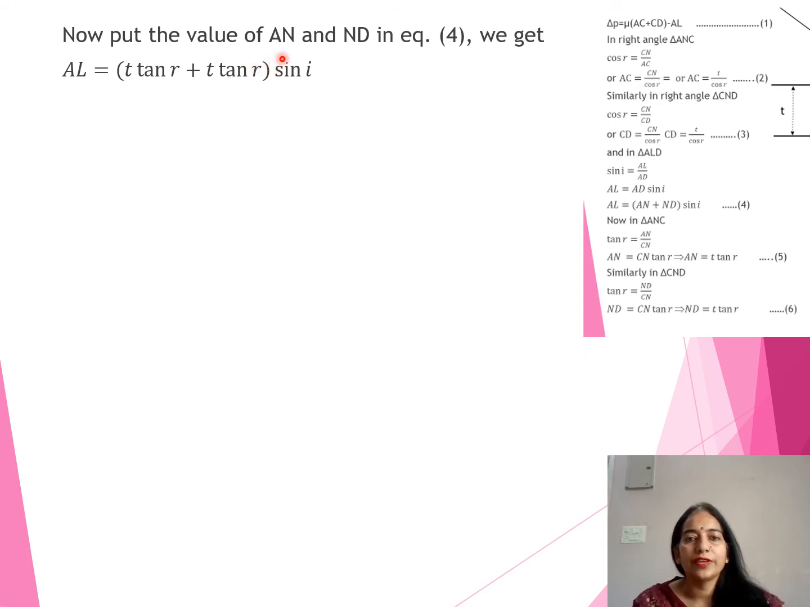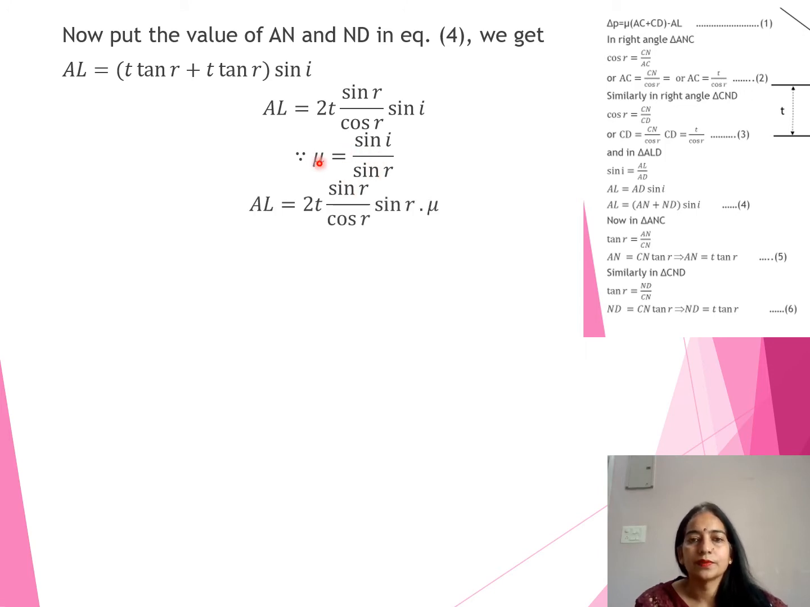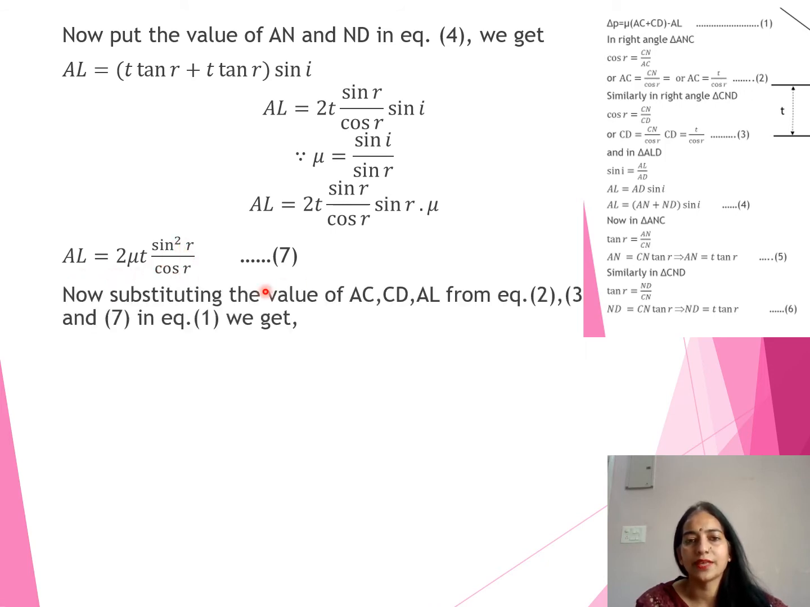So put the values of AN and ND in equation 4, that is (t tan r plus t tan r) sin i, or AL equals 2t tan r sin i. Tan r can be written as sin r upon cos r, and mu equals sin i upon sin r. So sin i equals mu sin r. So AL equals 2 mu t sin square r upon cos r, equation 7.